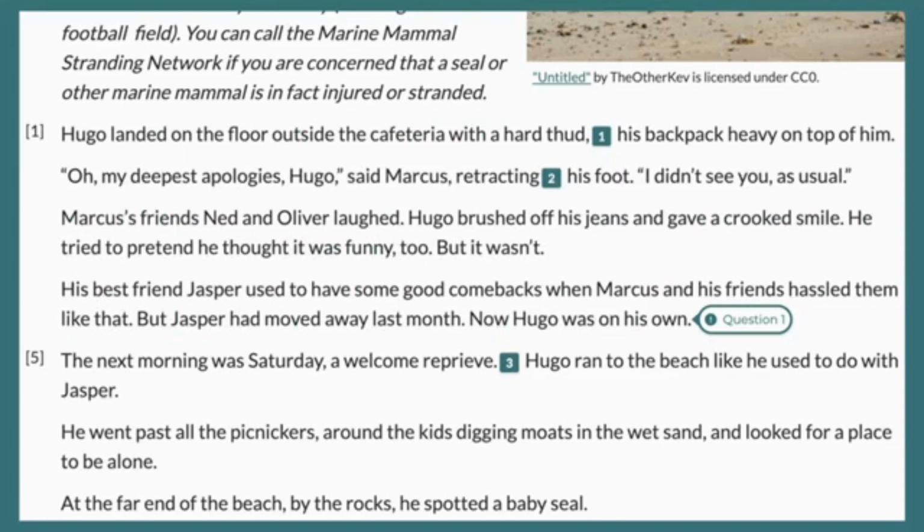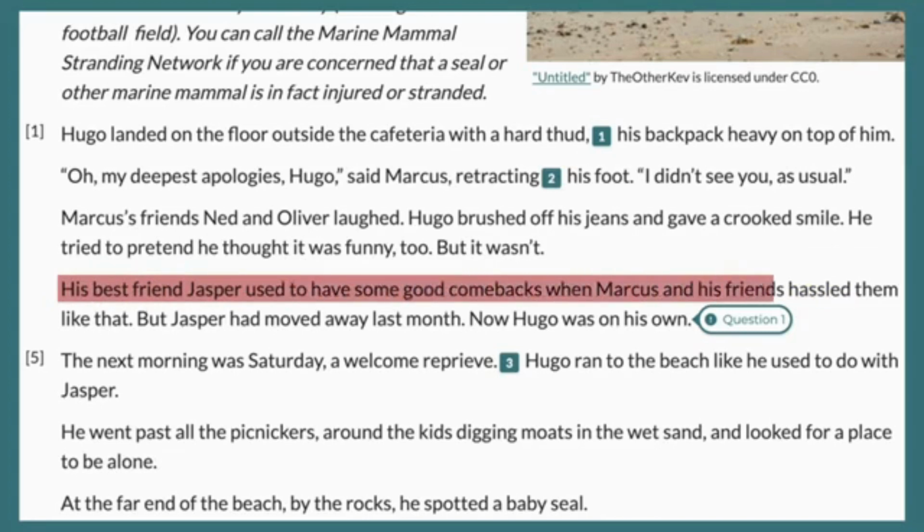I'll stop there. As I was reading, I realized I did not know what the word hassled means. So, I'll need to use context clues to figure it out. Let's go back and reread the sentence the word is in. His best friend Jasper used to have some good comebacks when Marcus and his friends hassled them like that. I notice a clue in this sentence that we can use.